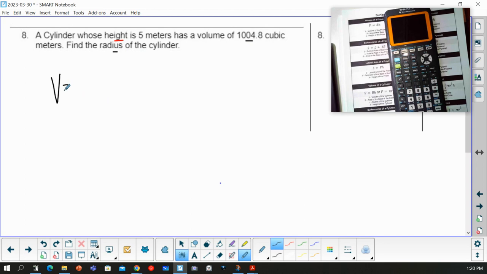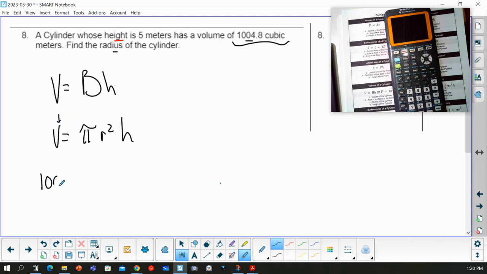So the formula for the volume of a cylinder is the area of the base times the height. The base is a circle, and so sometimes they write the formula like this, pi r squared h. Now, let's take the numbers that we have and just put them where they go. So I've got this volume right here. I'm going to write that where the volume is at.